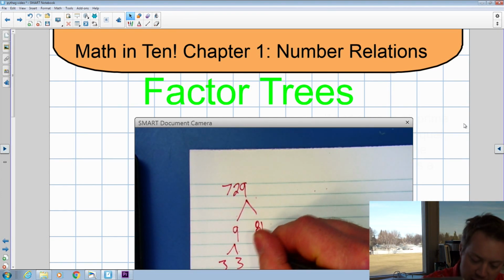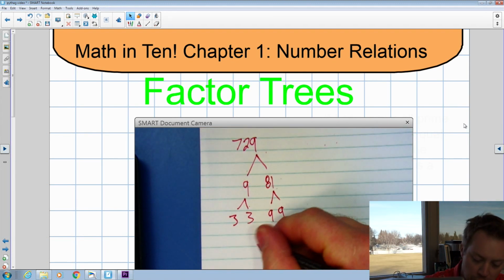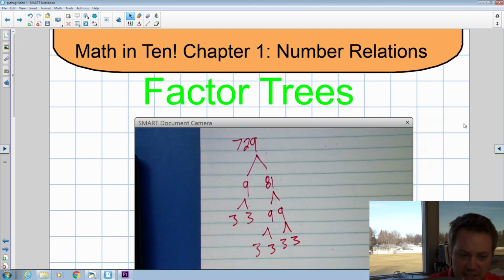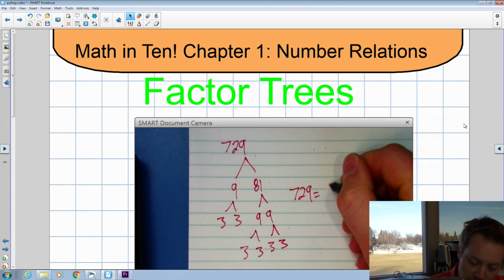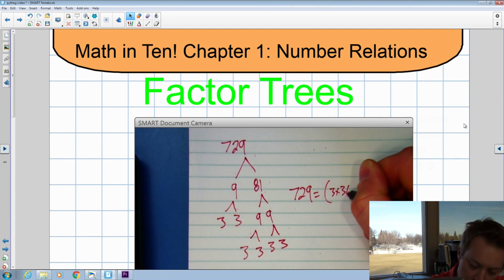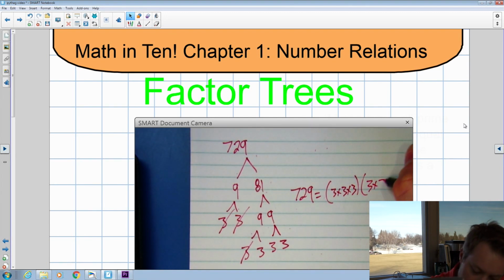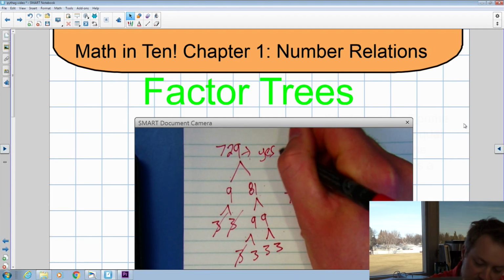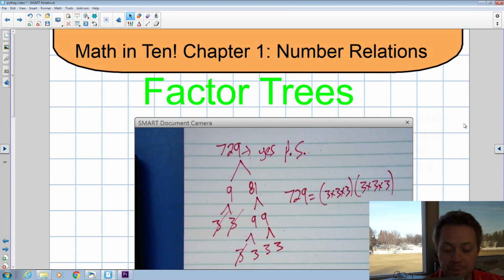81 breaks down into 9, 9. Each of those 9s breaks down into a 3 and a 3. So what I've got here are 6 3s. I can put those into two groups that are equal. 3 times 3 times 3. 1, 2, 3. And 3 times 3 times 3. So, yes, 729 is a perfect square.